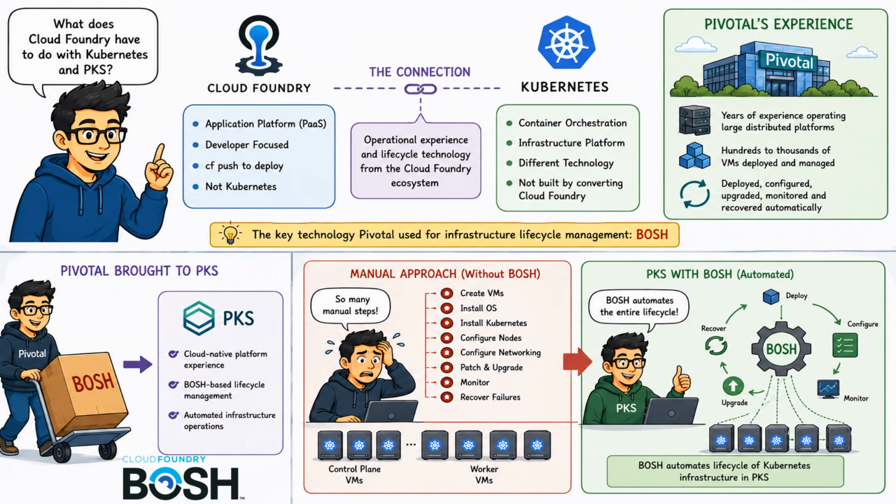If one of the Kubernetes worker VMs fails, then BOSH can detect that failure and recreate that VM based on the required configuration. So the connection is very simple. Cloud Foundry is not part of PKS architecture. Pivotal, who gained experience using Cloud Foundry with BOSH, brought that BOSH into this architecture. That's how BOSH came into this PKS architecture.